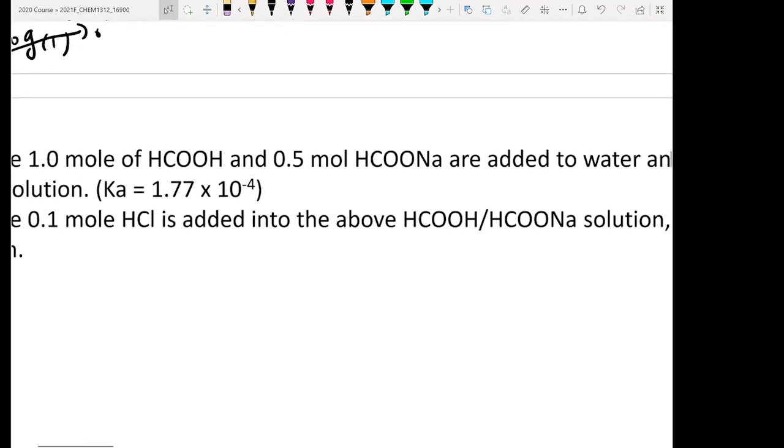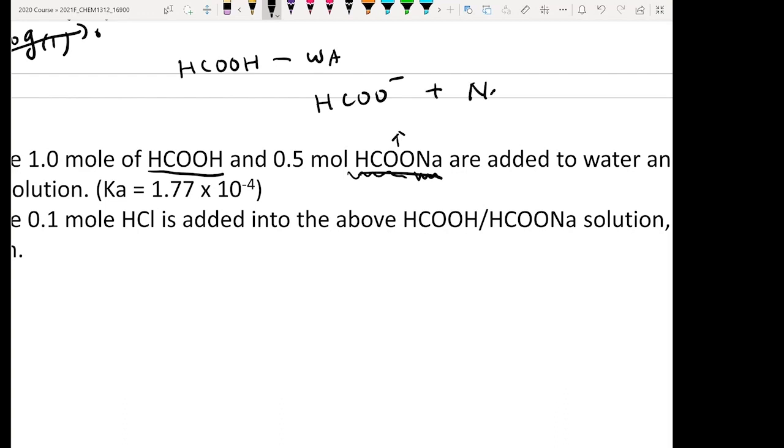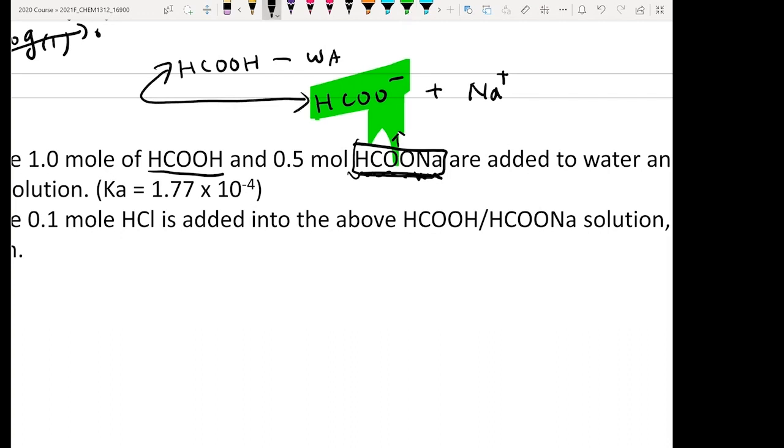When you look at these questions, I think right now most people can see that HCOOH is a weak acid, and HCOONa, once it dissolves, is going to give you HCOO minus and sodium plus. HCOO minus, can you see these two are a conjugate acid and base? If you can see this conjugate acid-base pair coexisting inside your solution, it is a buffer. From this description, you know it is a buffer.